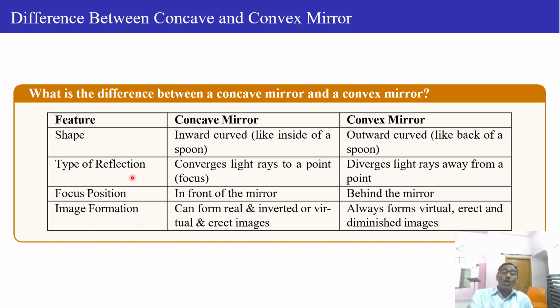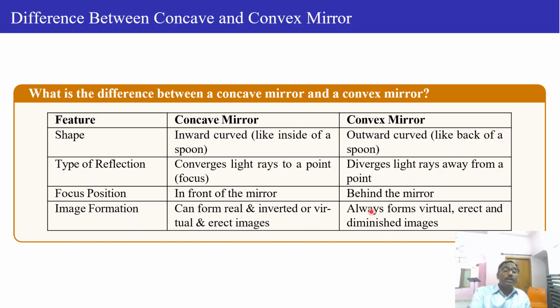In the case of a concave mirror, the focus lies in front of the mirror, in front of the reflecting surface. But coming to a convex mirror, the focus is behind the mirror, not in front of the reflecting surface. We have the focus behind the mirror in the case of a convex mirror.